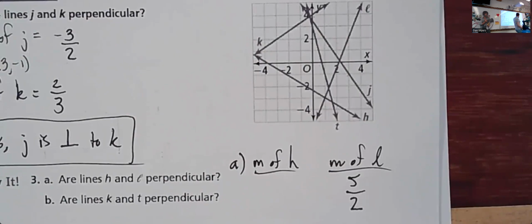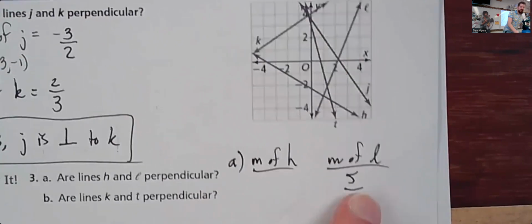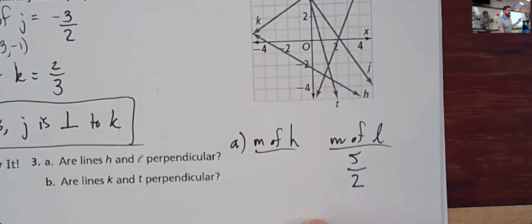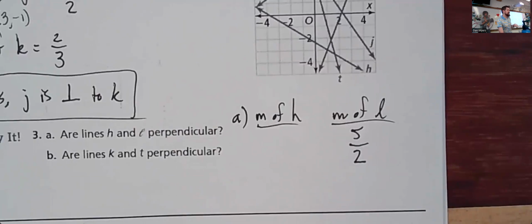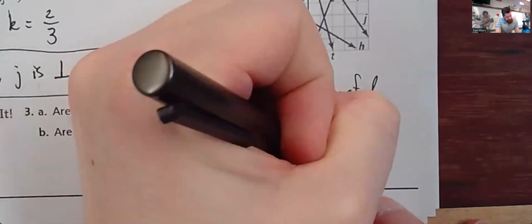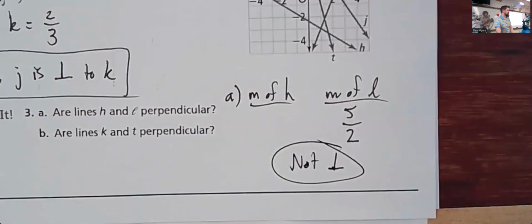So we don't actually know the slope of H because there aren't 2 points on that line for us to use, but we know they're not perpendicular because we know the slope of L, and using the 1 point from the slope of H, we can tell that it's not perpendicular. So for A, we can just say not perpendicular. That's kind of a weird one. It's always good to get 2 points. But if we don't, there's a way we can figure out whether or not they're perpendicular, even if we can't figure out the exact slope of both lines.